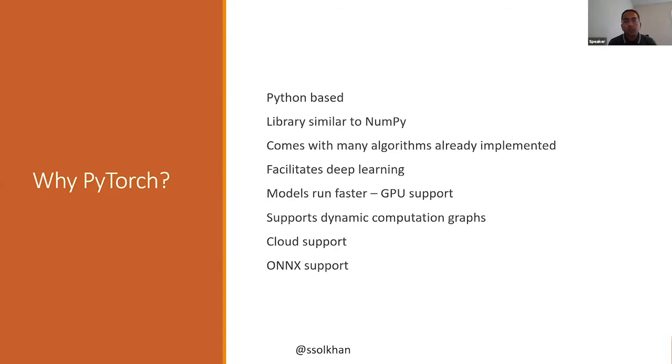PyTorch has many algorithms already implemented. The whole point of all these deep learning frameworks is that they have these algorithms implemented, and we'll see how easy it is to generate a convolutional neural network with just a few lines of code. That's the whole advantage with these frameworks. It obviously is a deep learning framework. It has GPU support, as opposed to using Python out of the box and NumPy, which does not have GPU support.